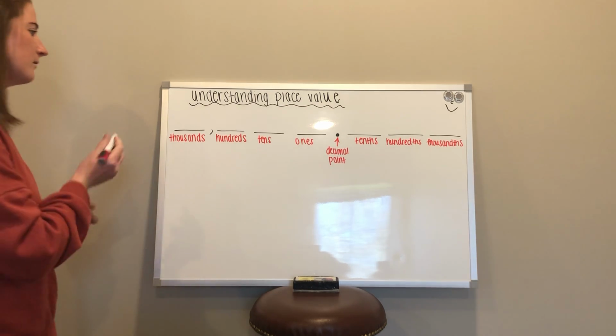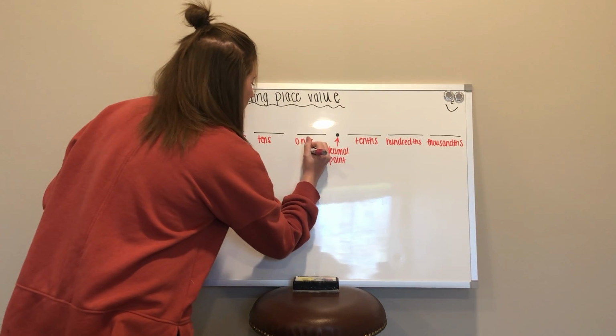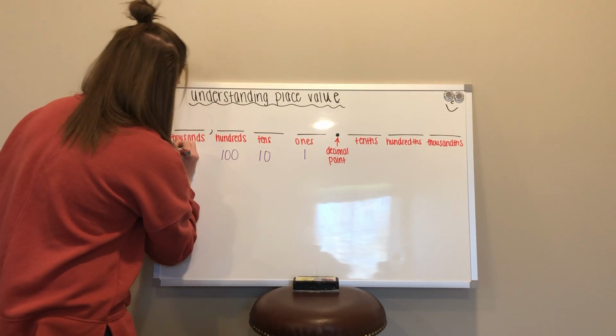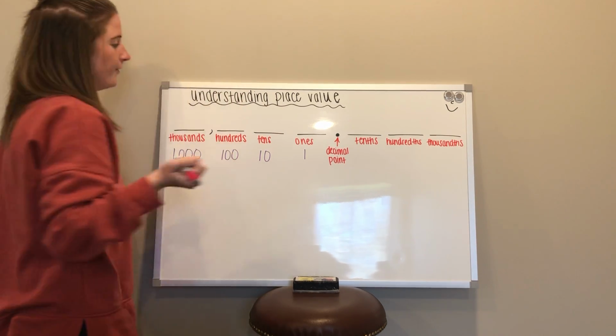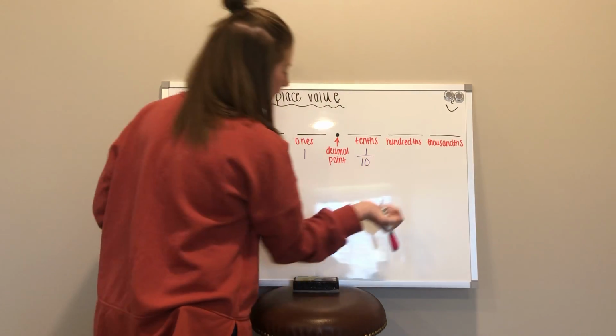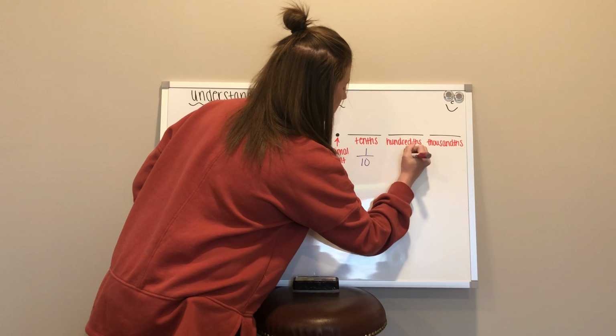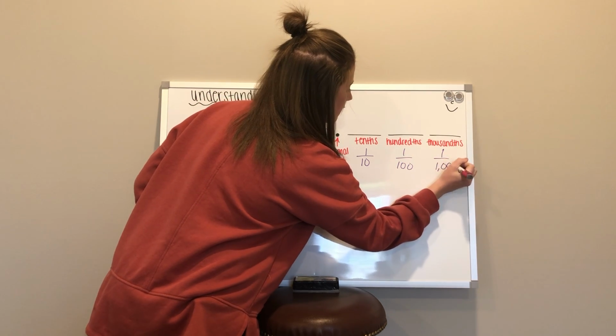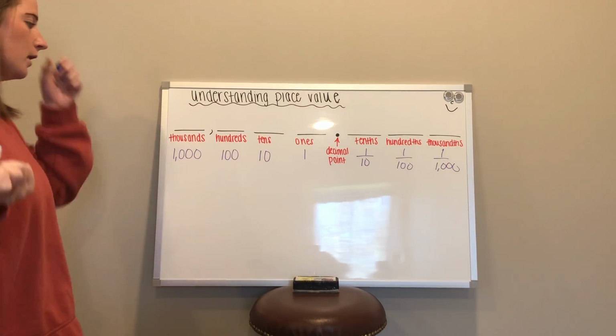So if we had to write the value, we have the ones, tens, hundreds, thousands, and then when we get to the right of the decimal point, we have the tenths, so it's the fraction 1 over 10, hundredths, 1 over 100, thousandths, 1 over 1,000, okay?